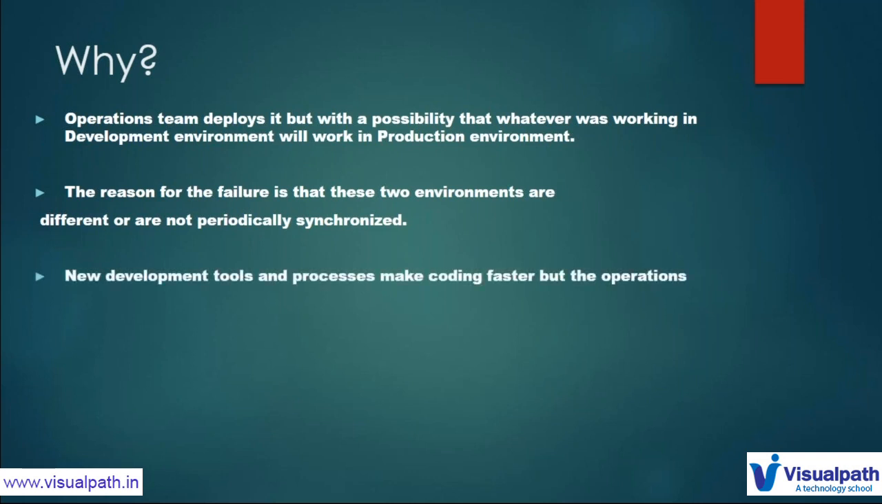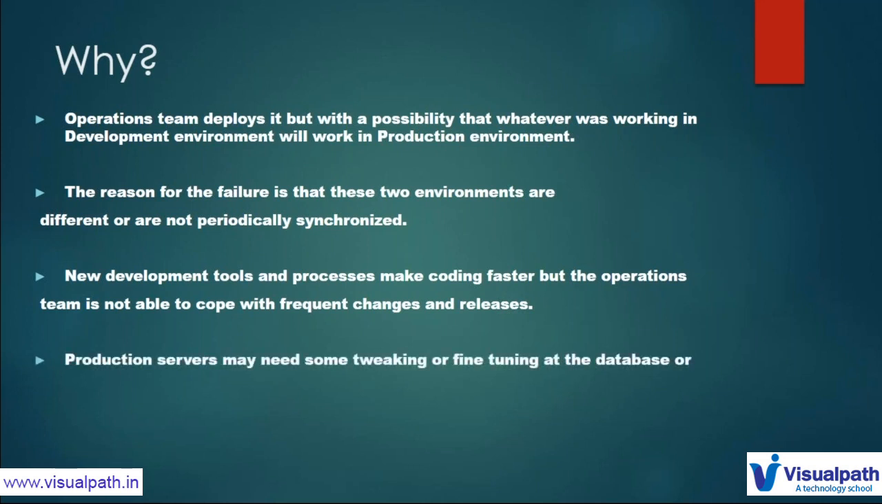Also, the new development processes are making development very fast. Development has become very fast now, but the operations team is not able to cope with these frequent changes. Because of agile, these regular builds are coming out, and the operations team is not able to cope with this. That also leads to a lot of failures. The production server, as I told you, will be different and may need some tweaking at the firewall level, database level, network level, or OS level. Maybe the versions are not in sync.